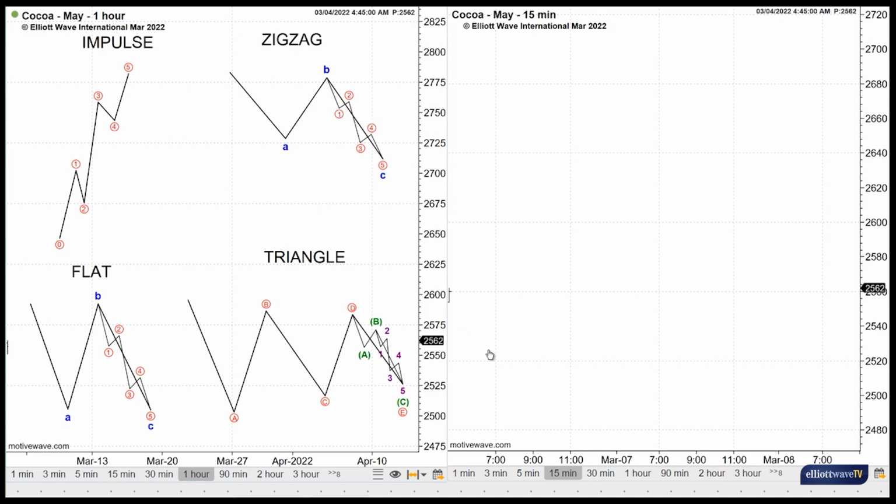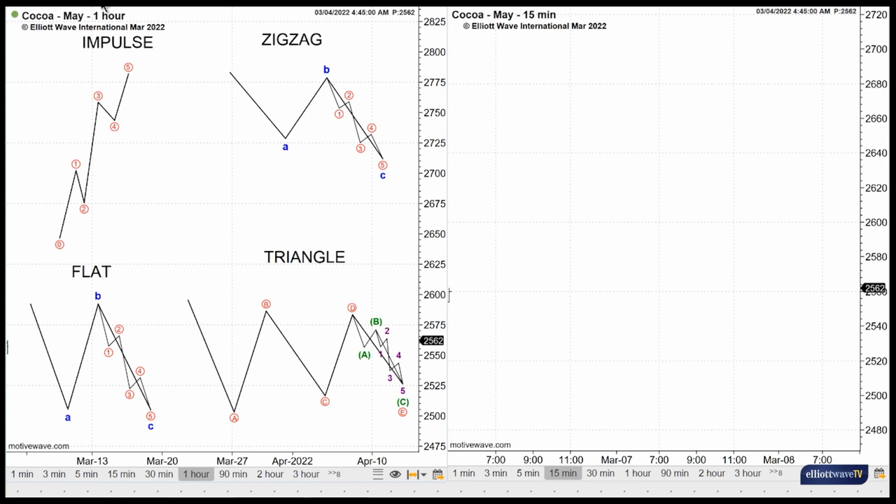And in case of a triangle, wave E can subdivide into a zigzag A, B, C, and that C leg of wave E always subdivides into an impulse or an ending diagonal. Now, let's take a practical example to help drive these points home.